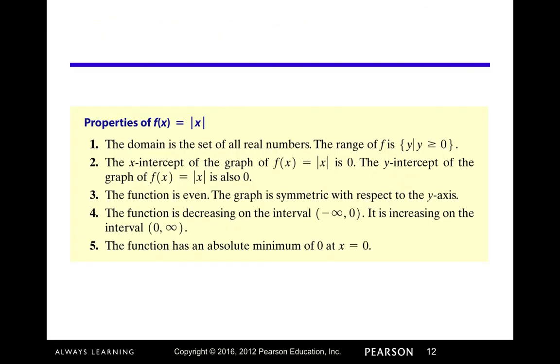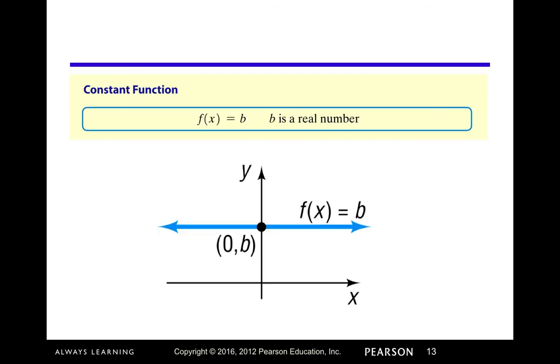Okay, the function is even, since it's symmetric with respect to the y-axis. The function is decreasing for x values from negative infinity to 0, and of course the function is increasing from 0 to infinity. Reviewing again for increasing, decreasing, like you see, you always keep your open interval. The function has an absolute minimum, which is also a local minimum, at x equals 0.